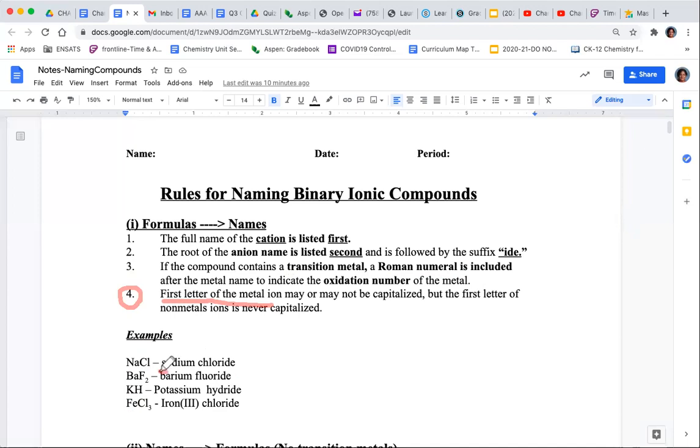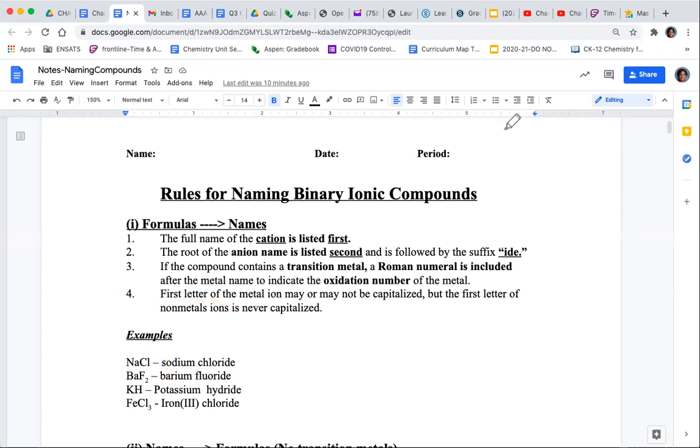But when you write the last name, the non-metal, you should always write the first letter in lowercase only. The first letter of the non-metal ions should never ever be capitalized. You can also highlight the important points, like how I do. Look at chloride. The first letter is C, and it should be lowercase only, always. Okay, so this is the first part.